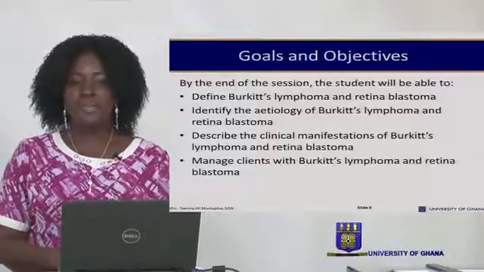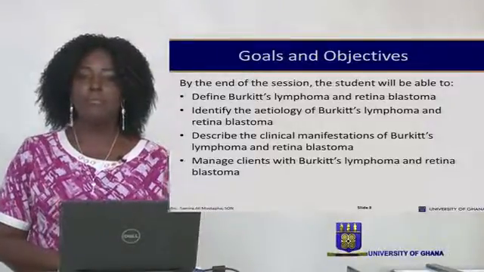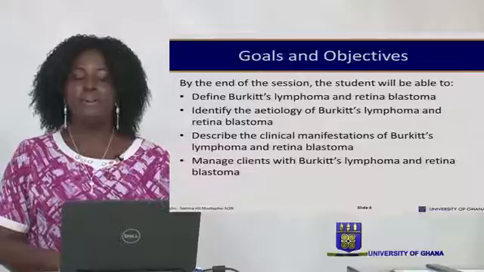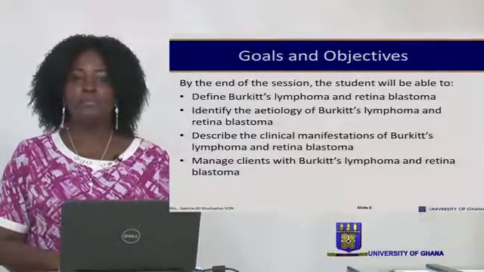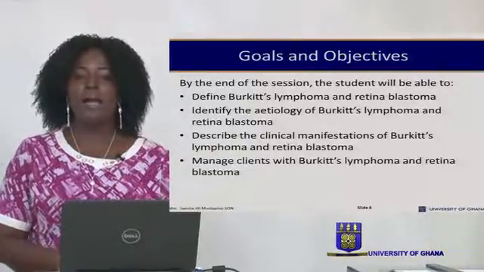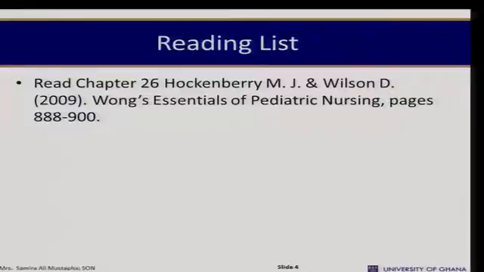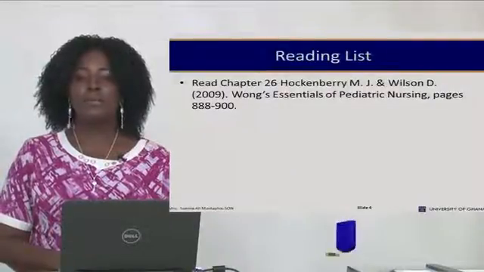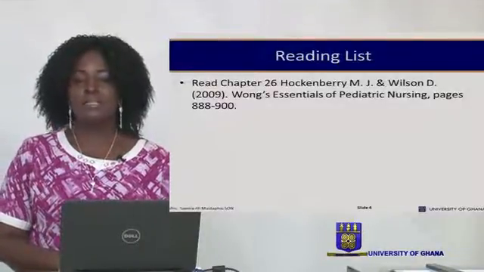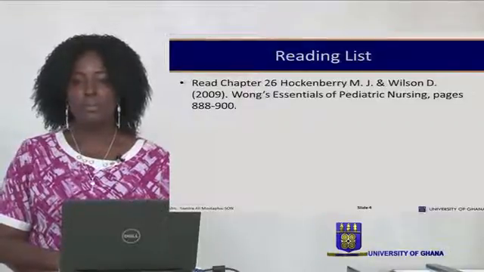Goals and objectives. At the end of the session, students will be able to define Burkitt's lymphoma and retinoblastoma, identify the etiology of Burkitt's lymphoma and retinoblastoma, and manage clients with Burkitt's lymphoma and retinoblastoma. And once again, if you look at chapter 26 of Wong's Essentials of Pediatrics, you will find some information, as well as when you use the University of Ghana databases, you will find some scholarly articles that discuss these conditions as well.